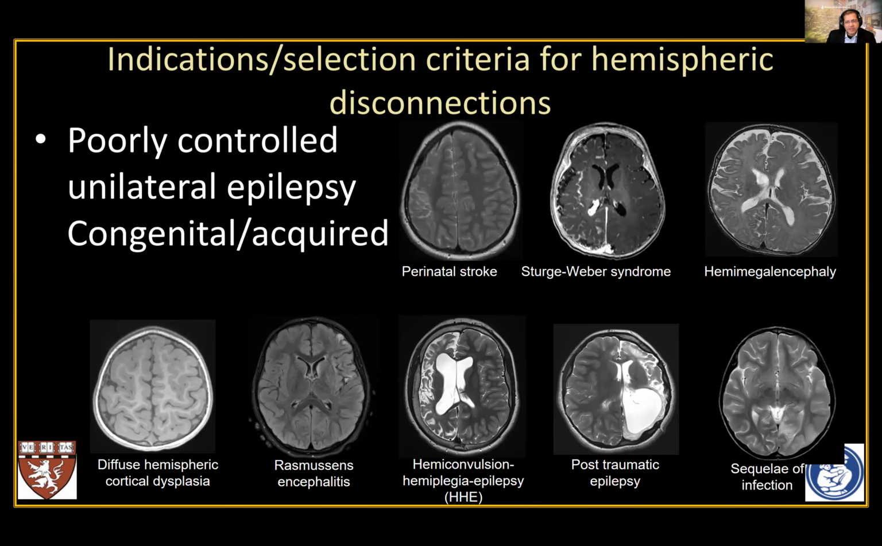The indications and selection criteria for hemispheric disconnections are, as an overarching thing, poorly controlled unilateral epilepsy, which is not focal. So if you have a large hemispheric lesion of some sort, either due to a perinatal stroke or some congenital condition like Sturge-Weber syndrome or dysplastic megalencephaly, or you have an acquired condition like Rasmussen encephalitis or post-traumatic epilepsy or post-infective epilepsy, or if you have diffuse cortical malformations affecting the entire hemisphere or even more than a hemisphere, those are the patients who you consider for hemispherectomy surgeries.